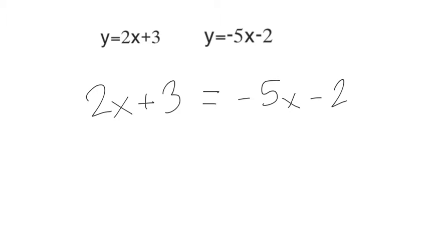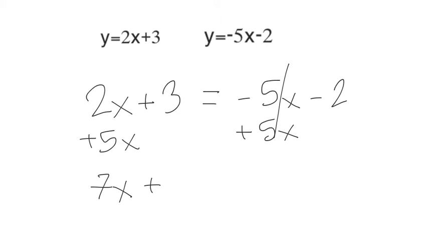And so now I only have one variable, x. I have 2x on the left side and negative 5x on the right side. So I want to collect all of my x's onto one side of the equation, and all of my constants on the other side. I think this is okay for most of you, but in case it's not, just watch what I'm doing. I'm going to add 5x to both sides. And so on the right side, those add to 0. On the left side, I now have 7x plus 3 equals negative 2.